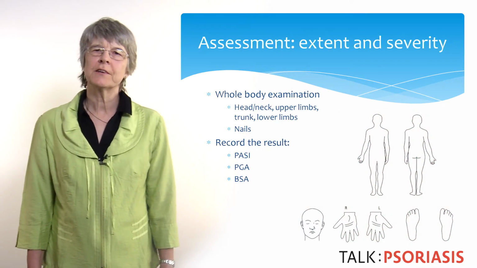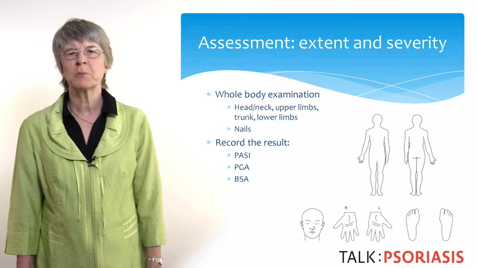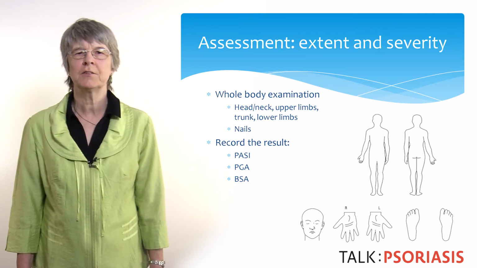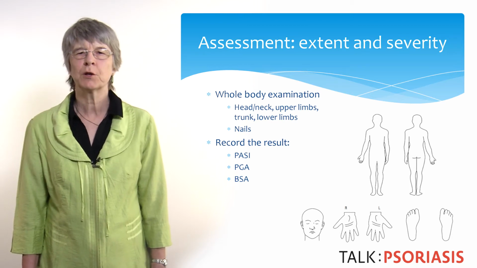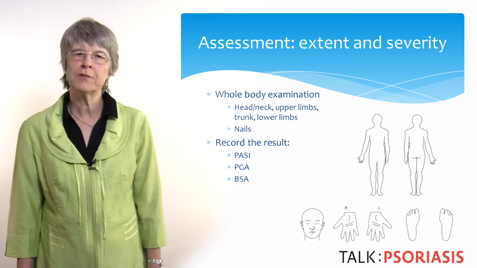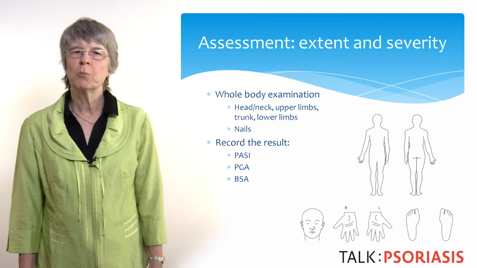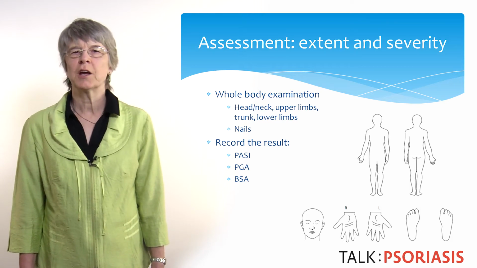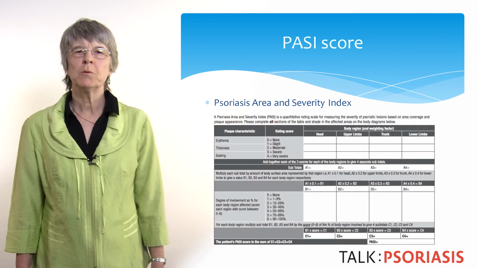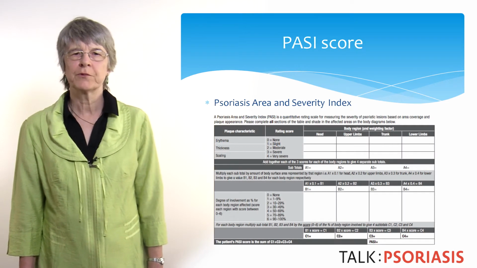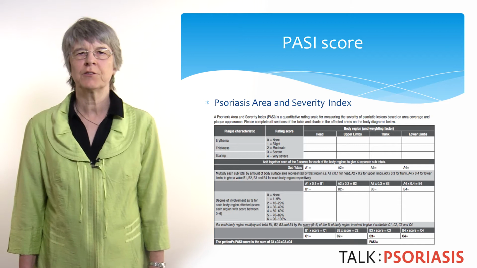We need to assess the extent and severity of the disease by examining the whole body, the head and neck, upper limbs, trunk, lower limbs, and nails, and record the result. There are several ways to record the result: PASI, PGA, PSA. The main one we use is the PASI score, Psoriasis Area and Severity Index.